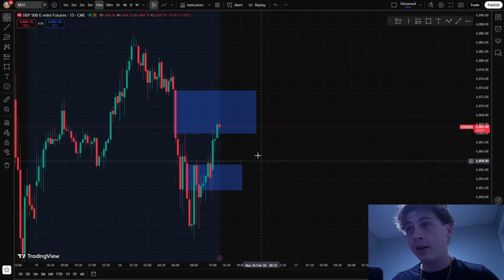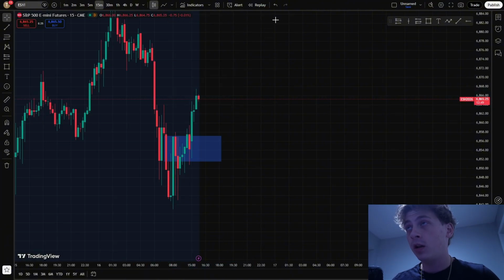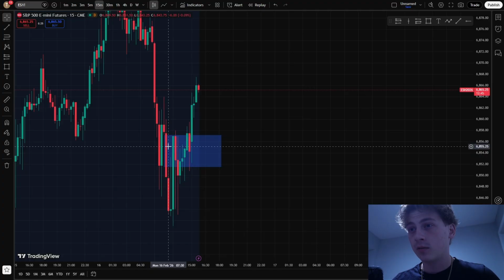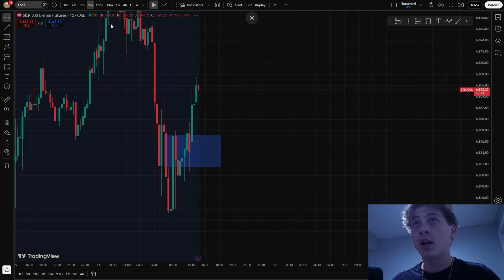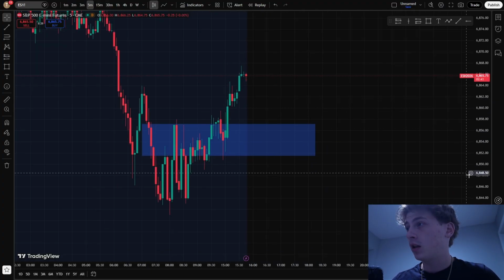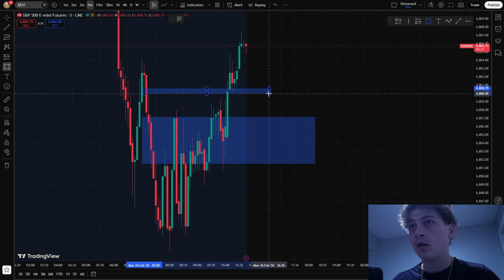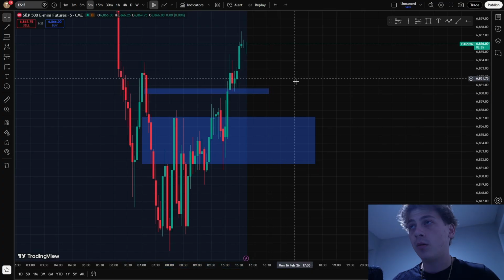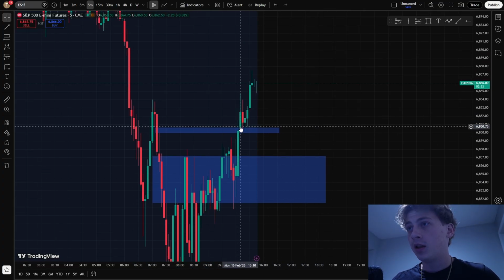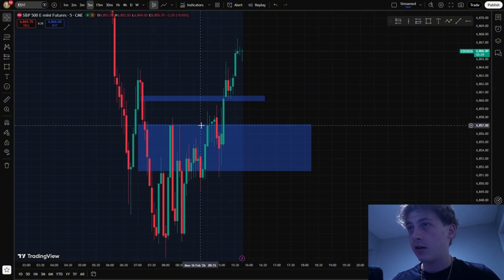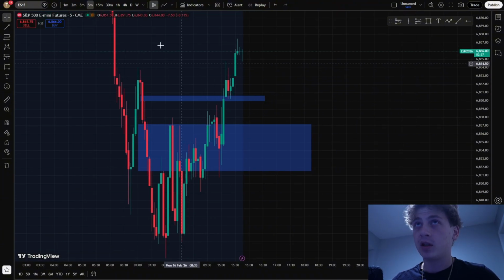So for IFVGs to really work, what I found, let's just say you find this one on the 15 minute. So this is where price is right now. Let's go down to the 5 minute. You can see on the 5 minute, we had one up here. So to enter this trade, you're almost going to want to wait till we disrespect this fair value gap as well. You could enter down here, but what happens if we come up and take this?